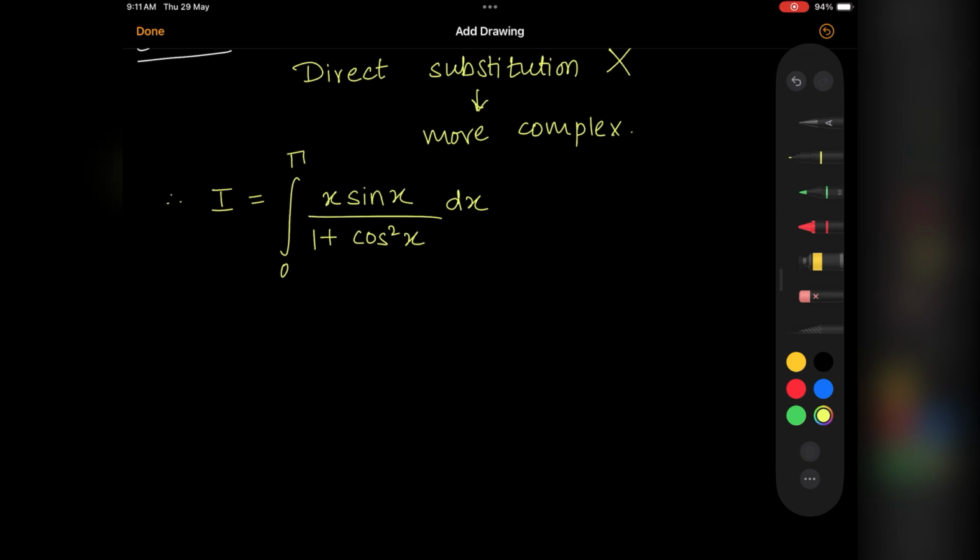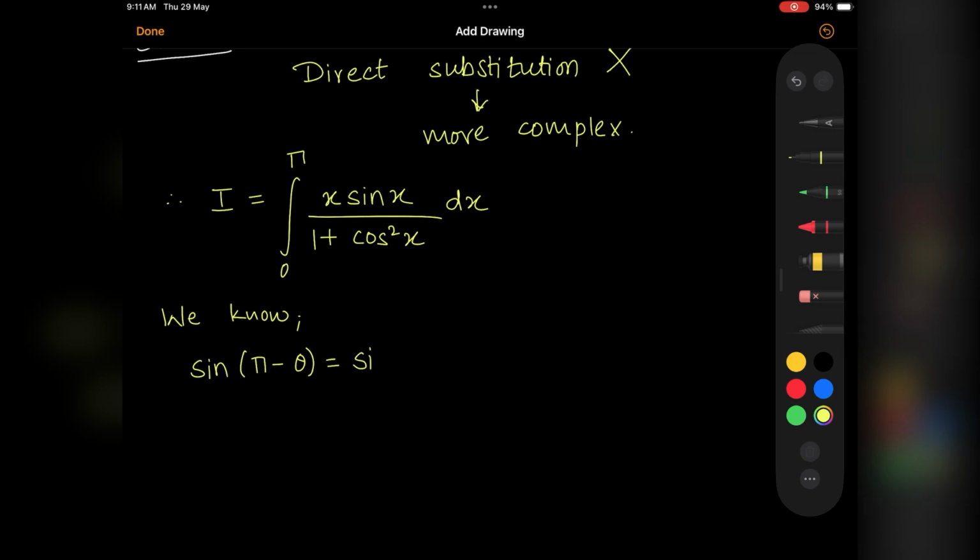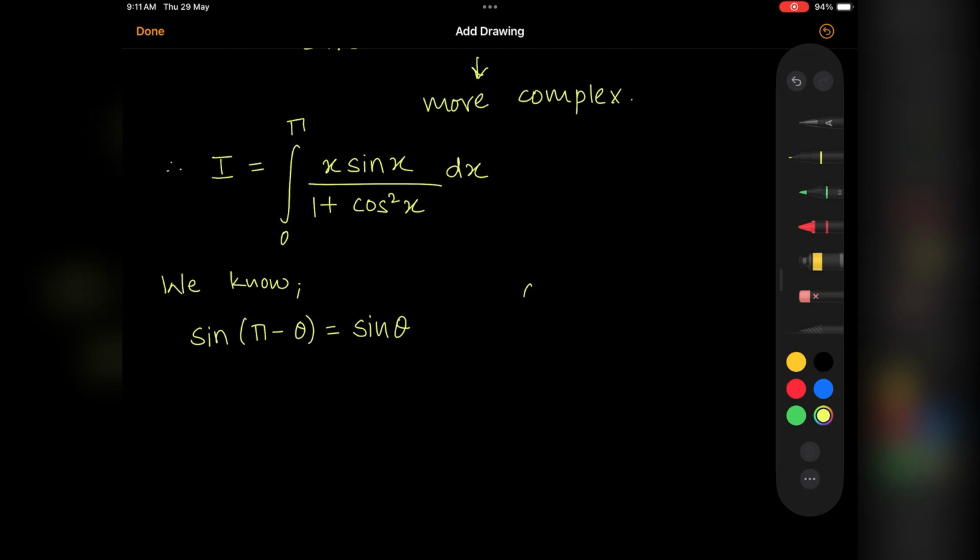sin(pi minus theta) will always be equal to sin theta, and similarly cos(pi minus theta) will always be equal to minus cos theta. So we can write that cos²(pi minus theta) will be cos² theta.